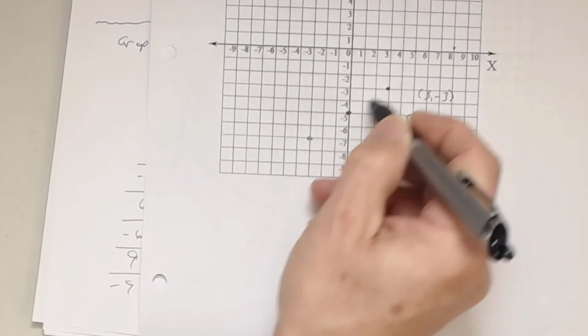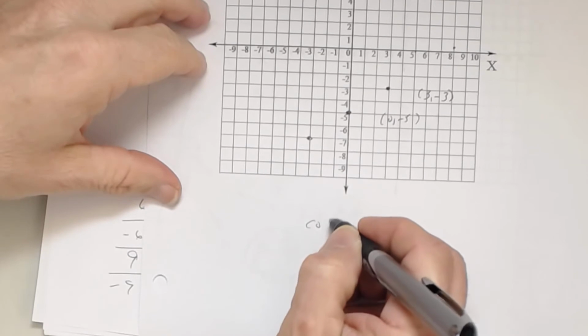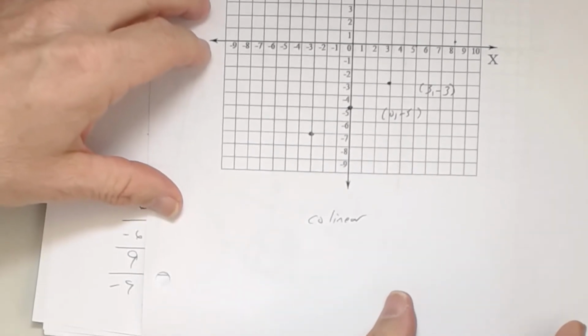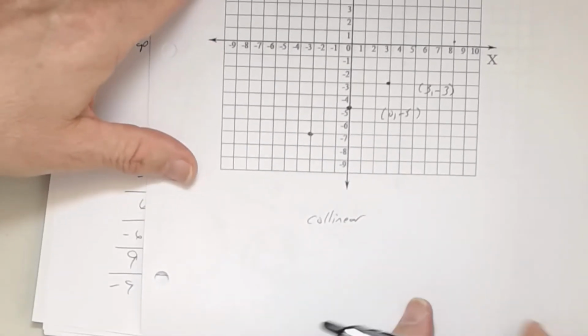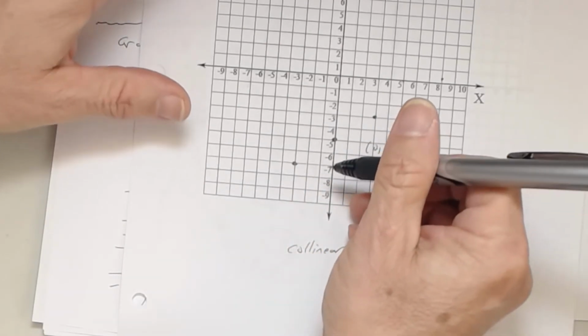So if I did this correctly, all those points should be collinear. I'm using the word collinear. Are they collinear? I think there are 2 L's in collinear. All right, I could be wrong, 1 L or 2 L's.